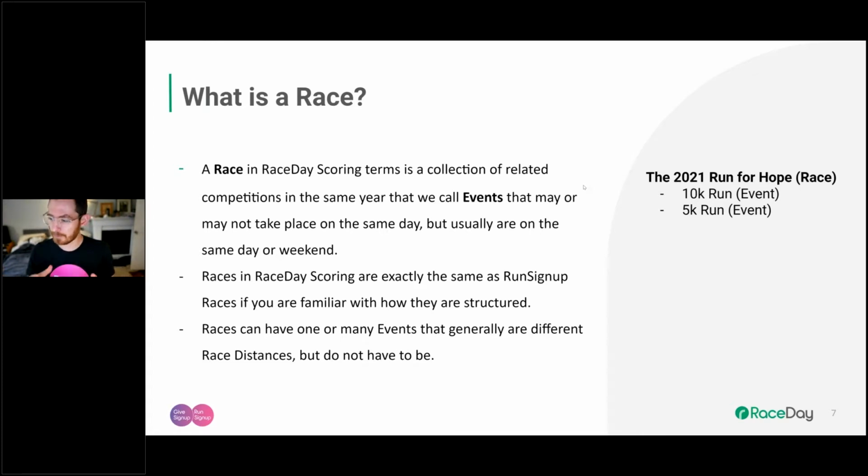Race being the group of different competitions you have, the different distance events. So usually the events are like 5K, 10K, 15K, and so on. If you are familiar with RunSignup registration, it's the same structure. You have a big race, and multiple events within it. Races can have one or many events that are generally different race distances, but do not have to be. Essentially, you want to make sure that you have all of the groupings of participants who need to be scored together in a scored event. So usually it's like a 5K run, 10K run.